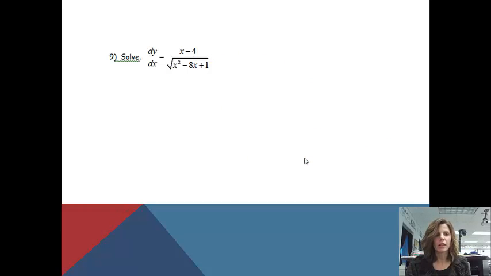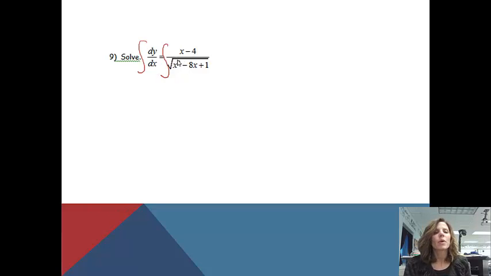All right, let's try one more problem here. See if we can get this to work okay. On this one, you'll notice I have dy/dx equals (x minus 4) over the square root of (x squared minus 8x plus 1). Okay, to solve a derivative, we're basically just going to take the integral of both sides.